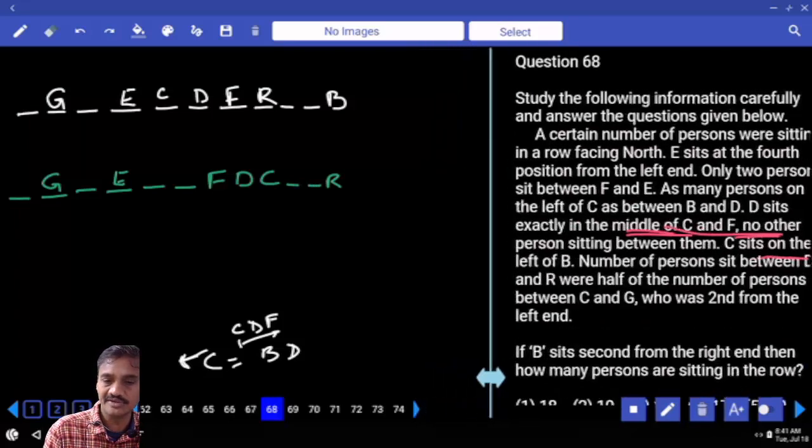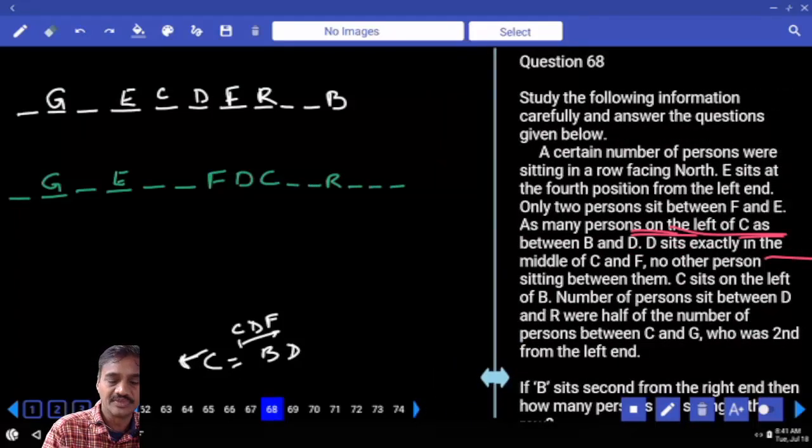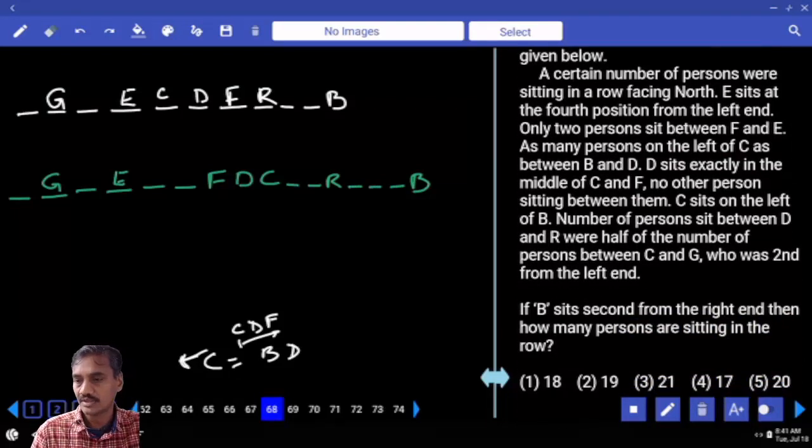Then in between R and B, how many people? 1, 2, 3. No, 4. Now let us check out the conditions in this case. Now here, only 2 persons in between E and F.